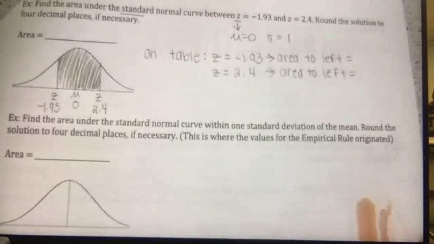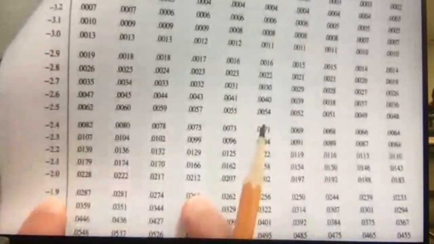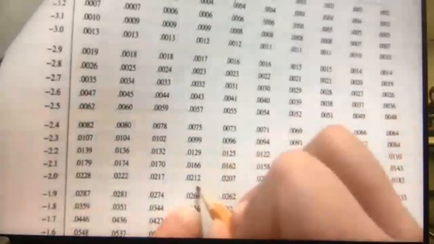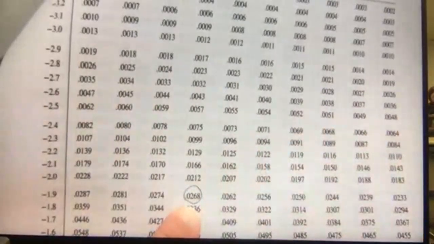All right, so on the table, I have negative 1.93. Looking at my negative side, we're going to go down to 1.9, and over to 3. Down to 1.9, over to 3. Boom, there is our value, 0.0268.